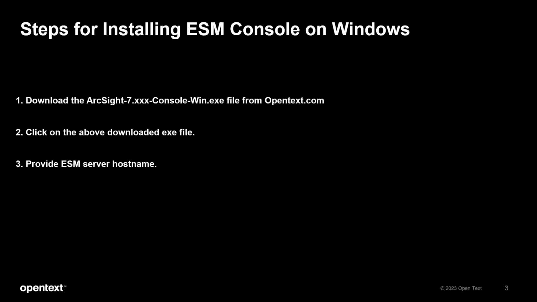So for installing ESM console on Windows, first you need to download the correct console version from the OpenText site. For example, if you are installing 7.5, then the console version should be 7.5. And click on the executable file and it will prompt you for the ESM server host name. So when we are installing console on the Windows platform, you must have a server host name for installing ESM console. Now let's see how we can do the ESM console installation.